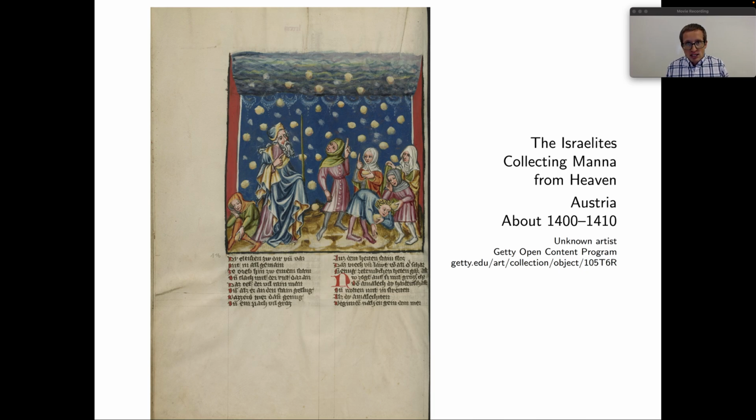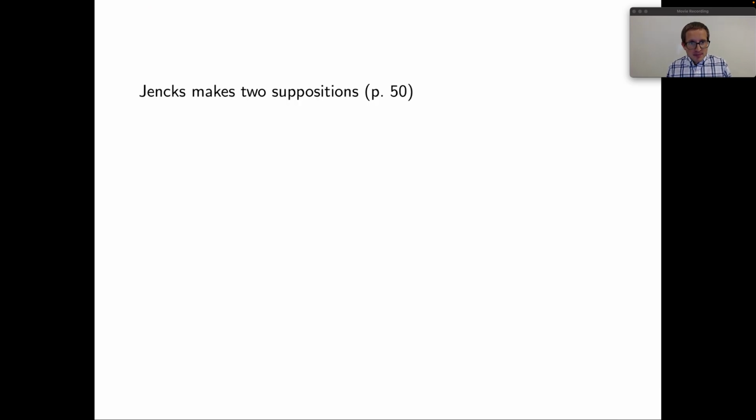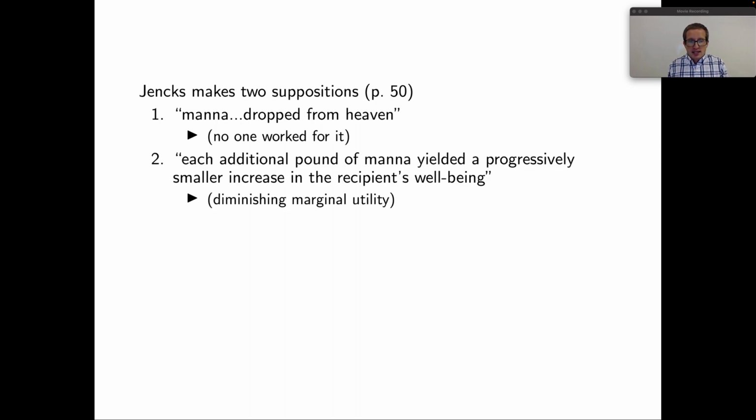Jencks, in this part, takes a utilitarian perspective and thinks about the total welfare in the population. He makes two suppositions. So first, assume the manna dropped from heaven, so no one worked for the manna. Second, assume diminishing returns. So each additional pound of manna yielded a progressively smaller increase in the recipient's well-being. In other words, when I go from having 0 pounds to 1 pound of manna, my well-being has improved a lot because I was starving and now I have some food. But when I go from 9 to 10 pounds of manna, it doesn't matter that much because I already had kind of a lot of manna to begin with.